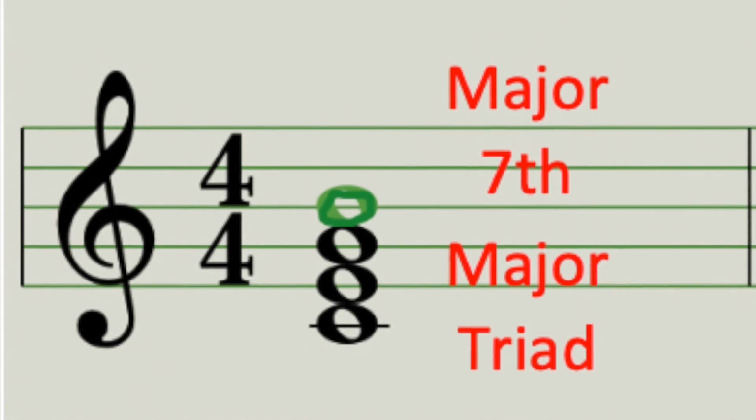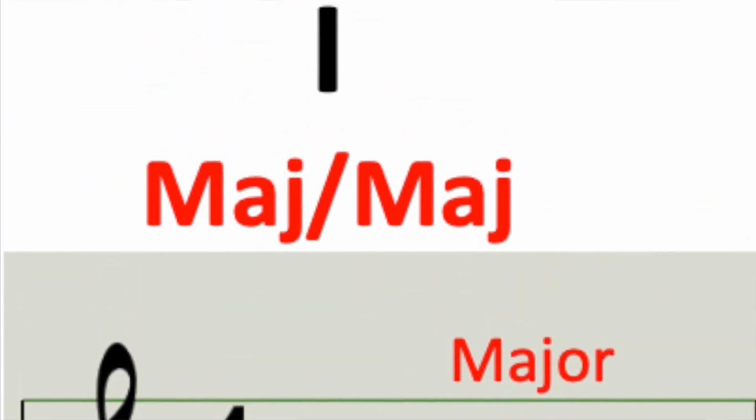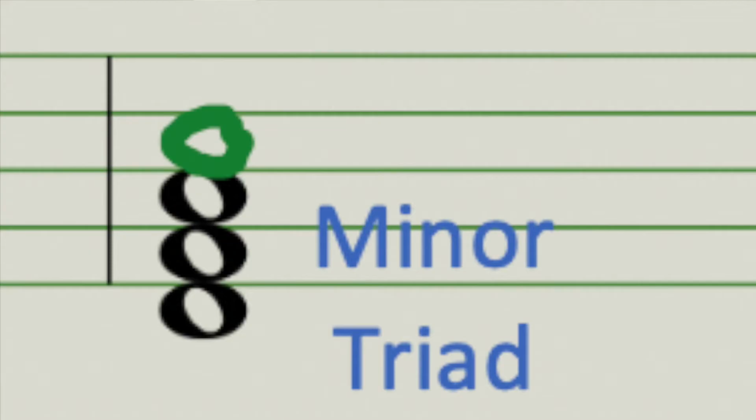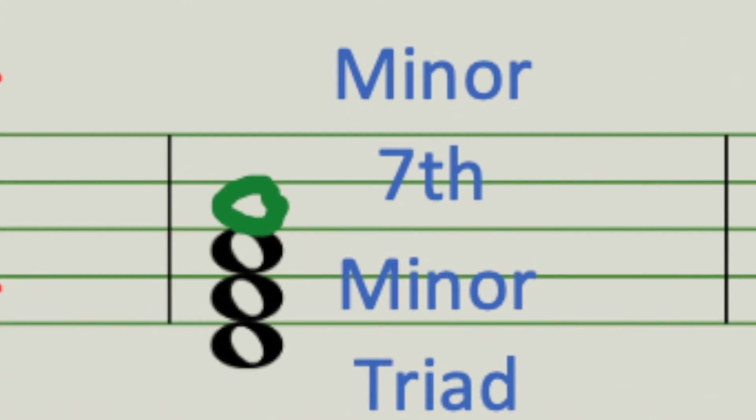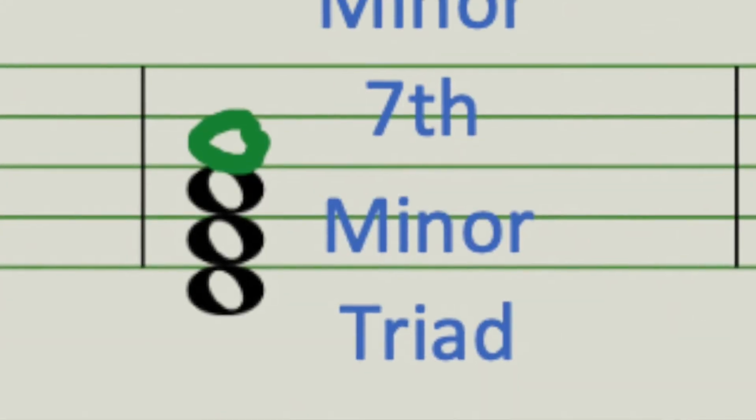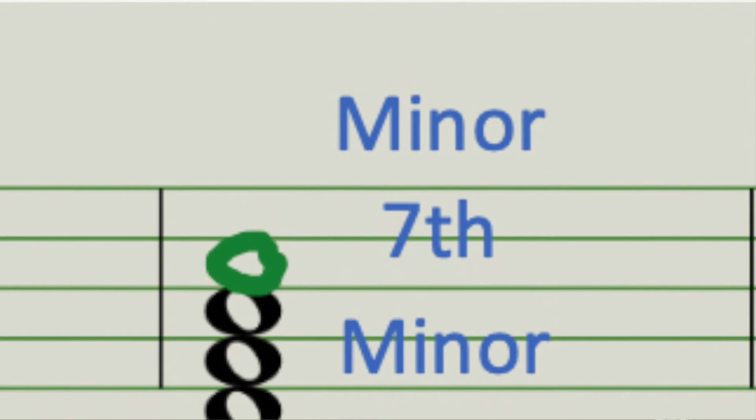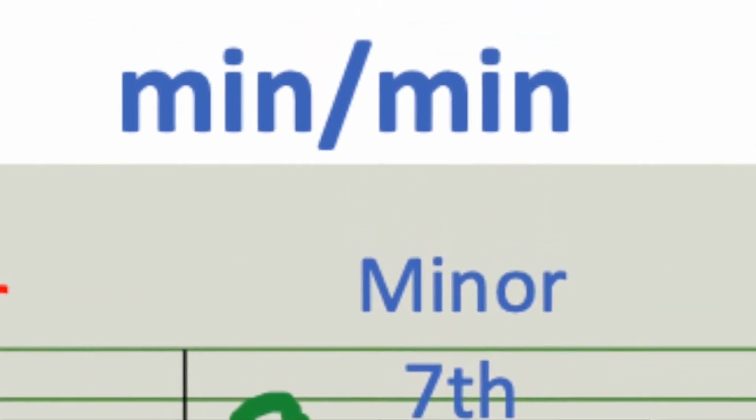I'm going to call it a major major, okay? The second chord has a minor triad and it has a minor 7, because you can see that the seventh of the D chord is a C, which would be a minor 7th, as opposed to the C sharp, which would be the major 7th. Okay, I'm going to call that a minor minor chord. Minor triad, minor 7th. Got it?